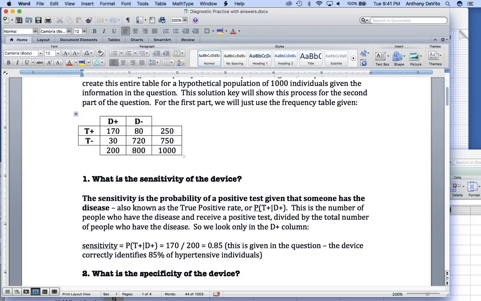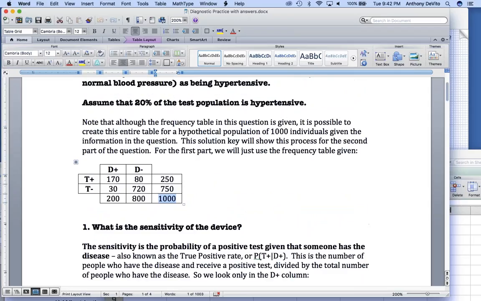Now, I constructed this table. Sometimes if you don't remember how to use Bayes' theorem, you can get around this by constructing your own little crosstabs table. How did I do that? I said, okay, let's take a population of 1,000 people. We know that the rate of hypertension is 20%. So out of those 1,000 people, 200 would be hypertensive and 800 would not be hypertensive.